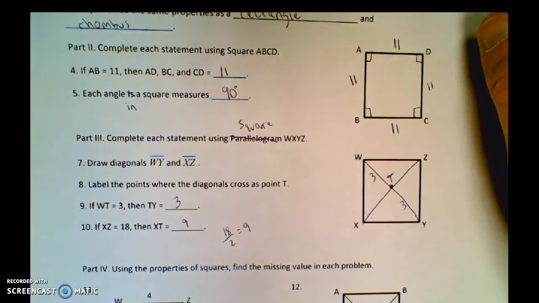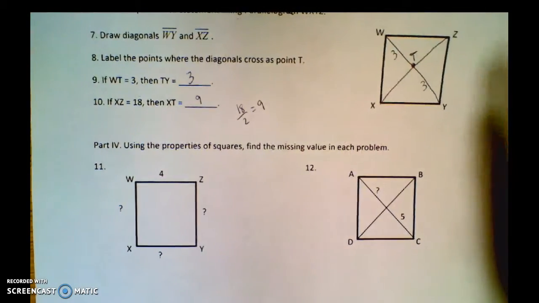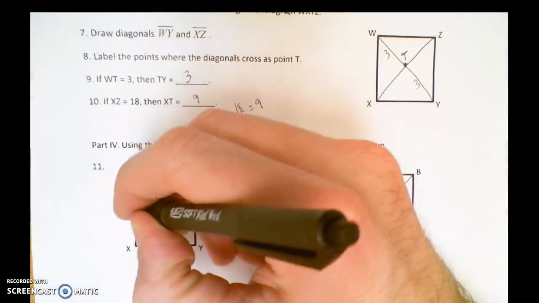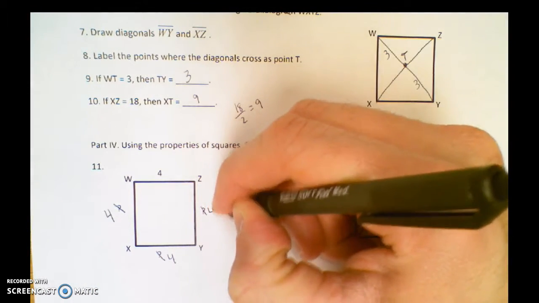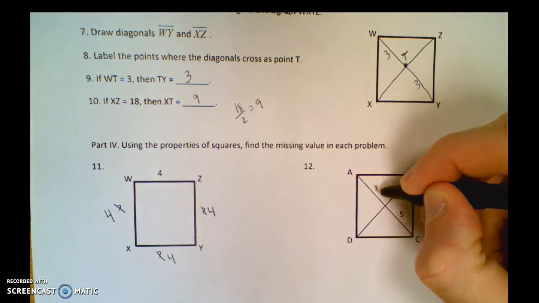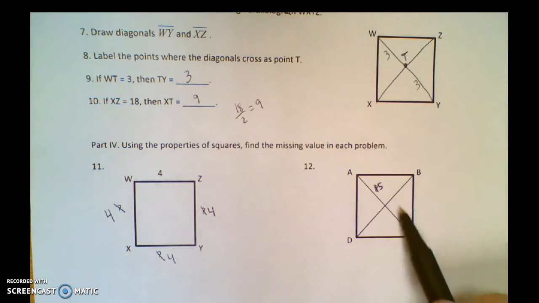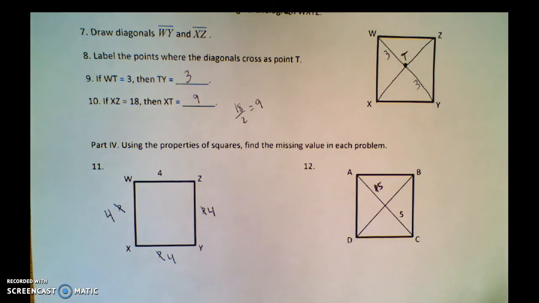So let's apply the properties of squares. What's the missing value in each side here? Well, if one side is 4, that means every side is 4. And inside of this square, if the diagonals are bisected, then each diagonal is congruent. Each half of it is congruent, so 5 is equal to 5. Try the squares homework on your own.